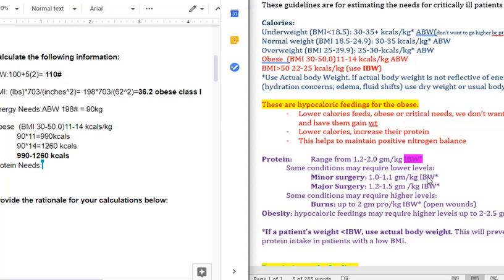What about the protein? Hypocaloric feeding may require higher levels, up to 2.5 grams of protein per kg, because it's lower calories and increased protein. So we're okay. It's 2 to 2.5.